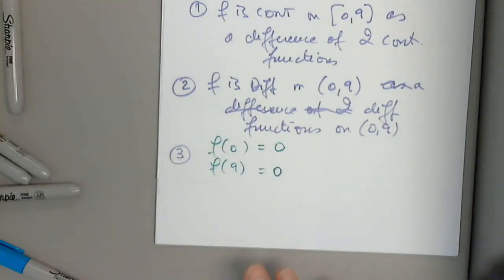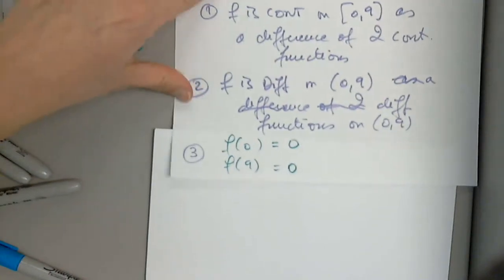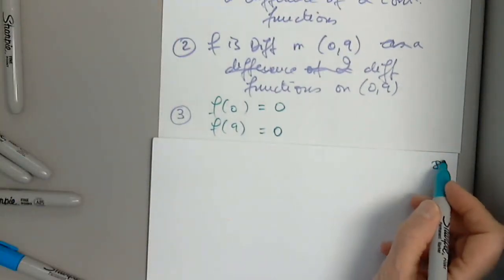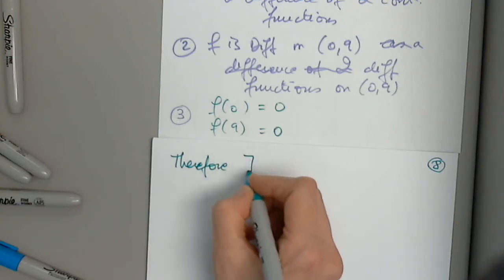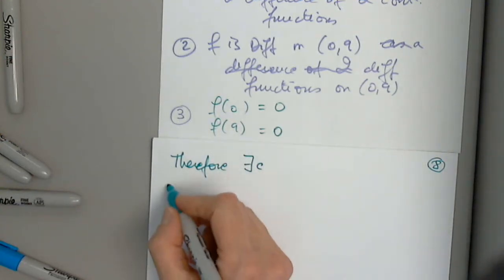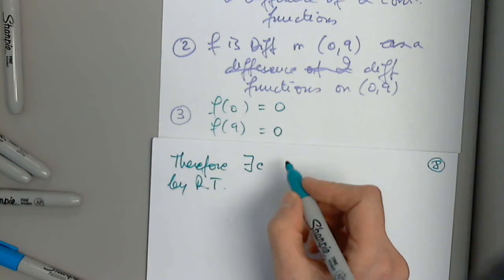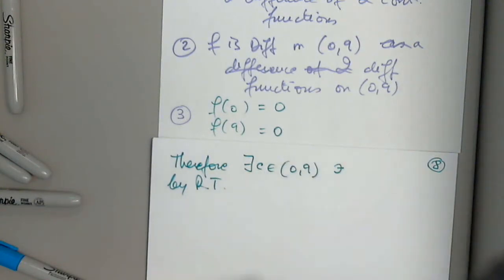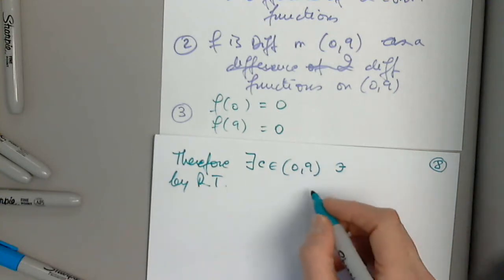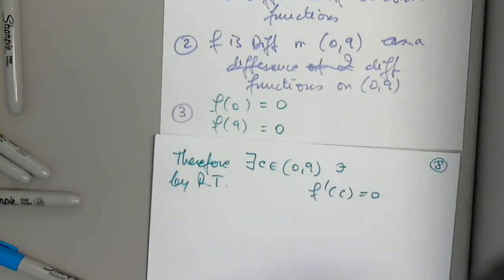Since all three conditions are fulfilled, what do I conclude? How do I write a conclusion? Therefore, by Rolle's theorem, there exists a c in the open interval (0, 9) such that f prime of c equals 0.